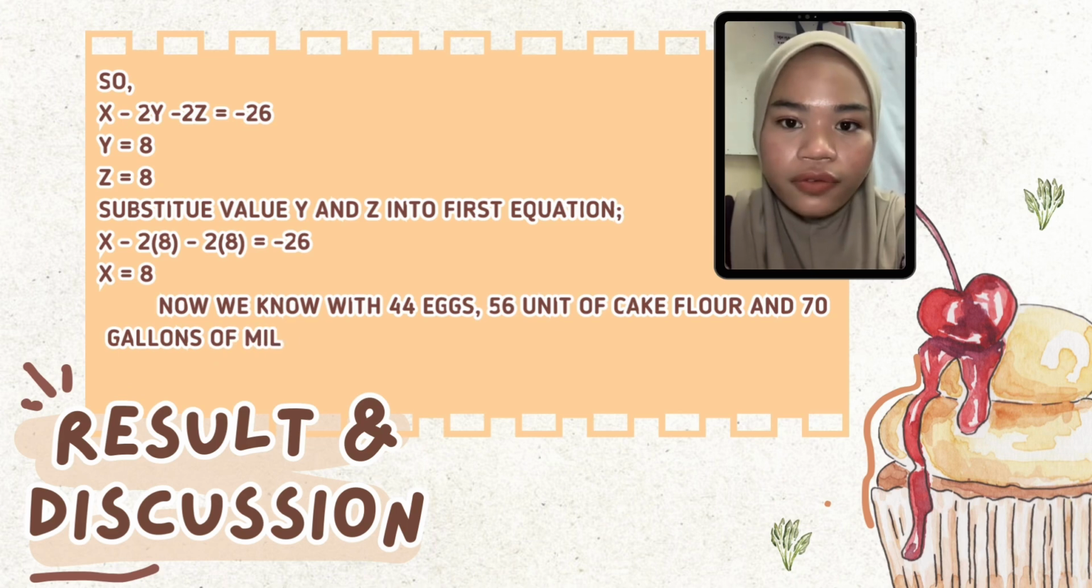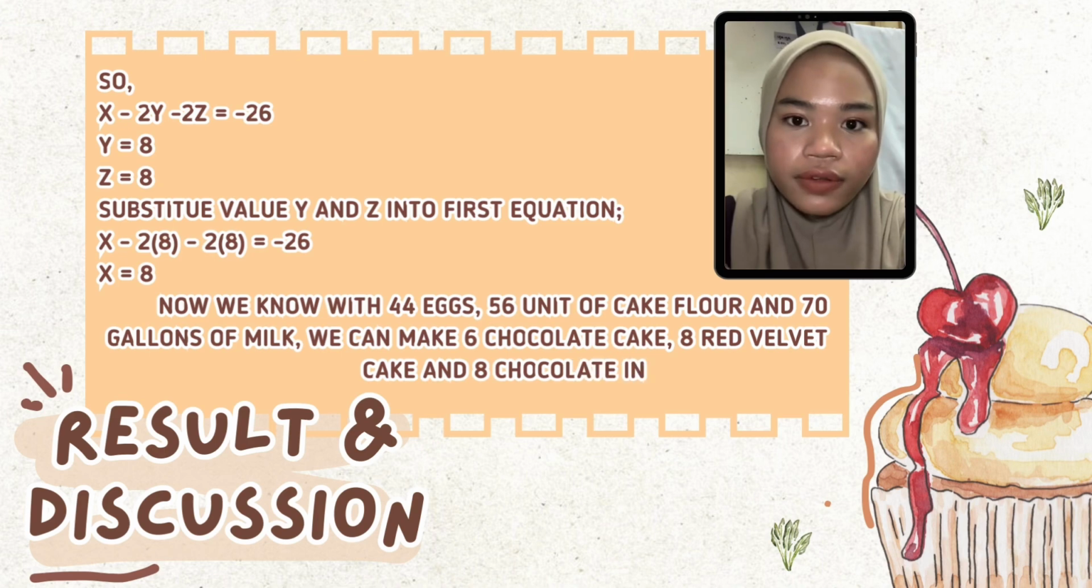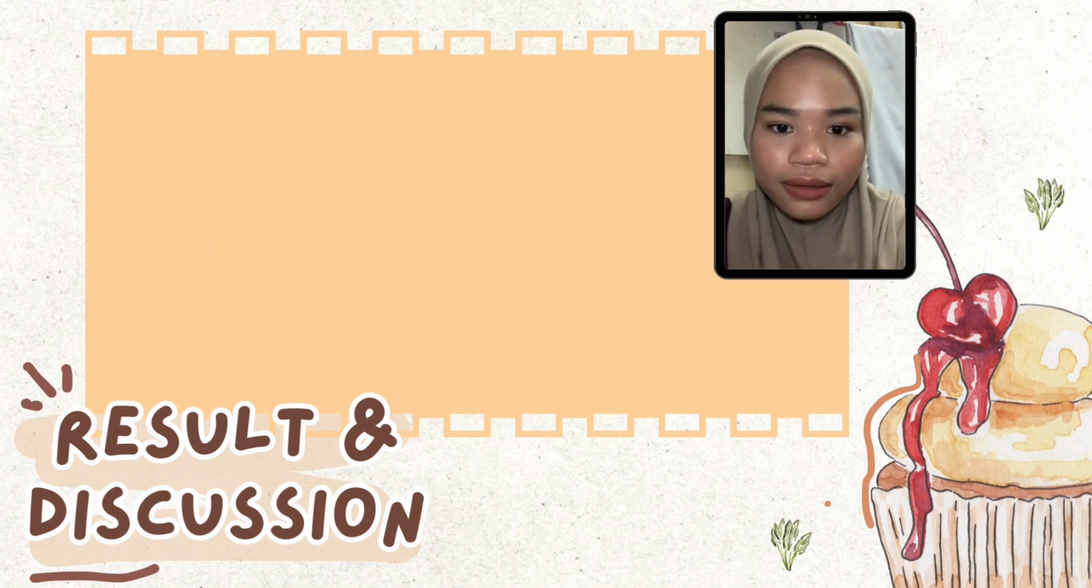Now we know with 44 eggs, 56 units of cake flour and 70 gallons of milk, we can bake 6 chocolate cakes, 8 red velvet cakes and 8 chocolate indulgence cakes. Oh, now I understand. Yes. From your calculation, we can make 6 chocolate cakes, 8 red velvet cakes, and also 8 chocolate indulgence cakes, right? Yes, the Gaussian elimination method can help us to solve real-life applications such as our problem statement.